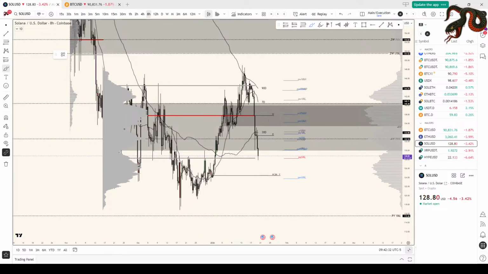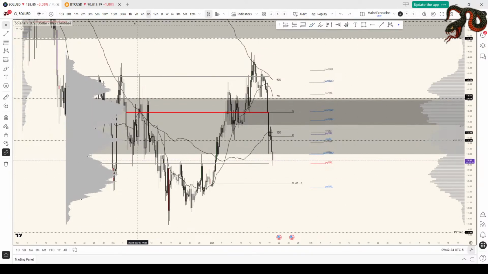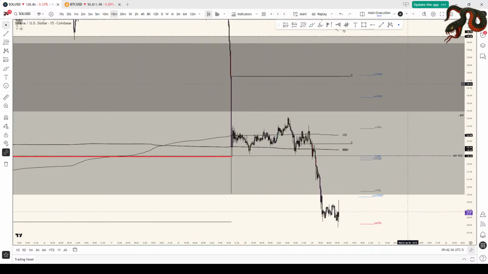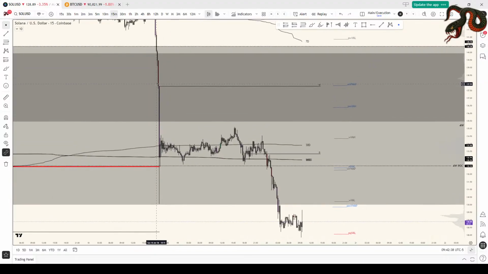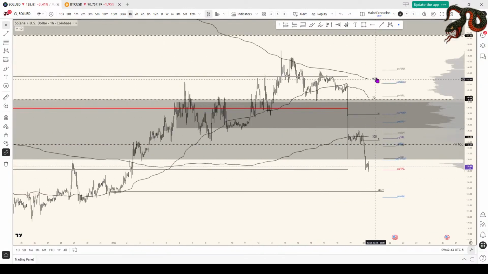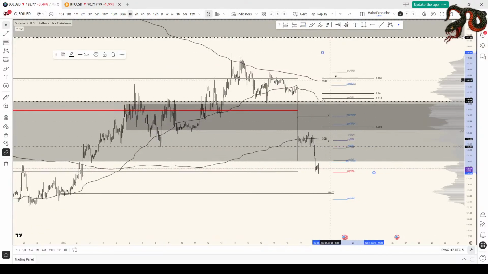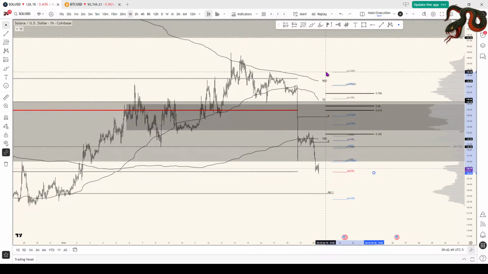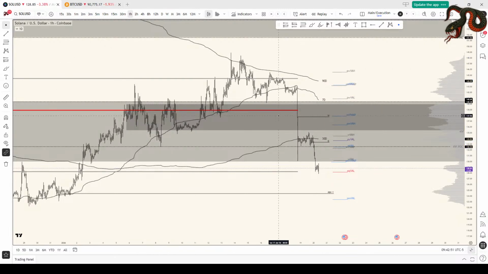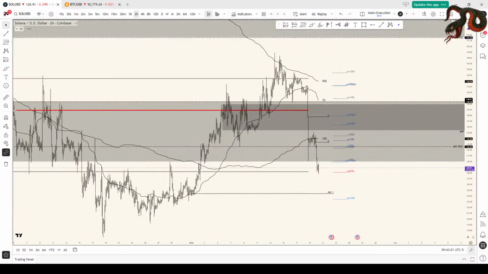If anything, if I was to short this right now, I would say somewhere in this single print or towards the daily open. Probably the single print, closer to the POC, if I was to take a short on Solana, but it doesn't really interest me. I think I'd just stick with Bitcoin. So somewhere up here, but I wouldn't bother with it.